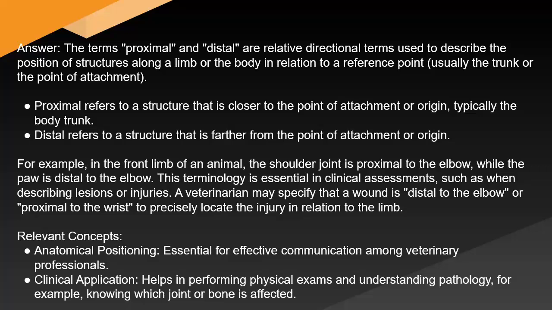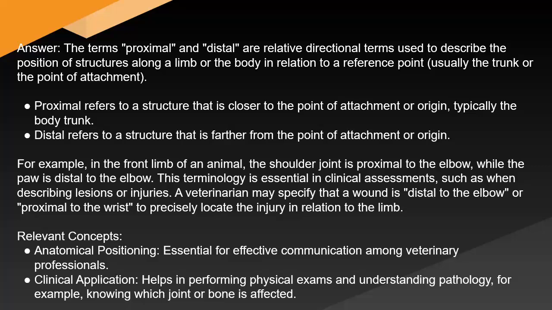Distal refers to a structure that is farther from the point of attachment or origin. For example, in the front limb of an animal, the shoulder joint is proximal to the elbow while the paw is distal to the elbow. This terminology is essential in clinical assessments, such as when describing lesions or injuries.